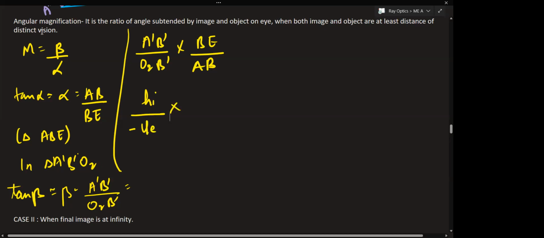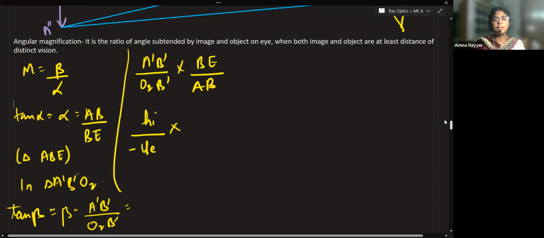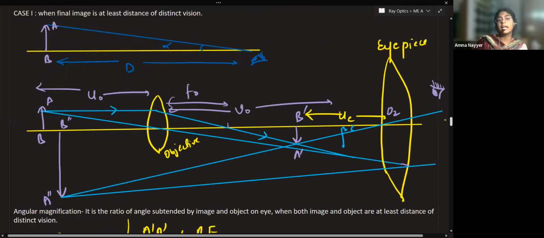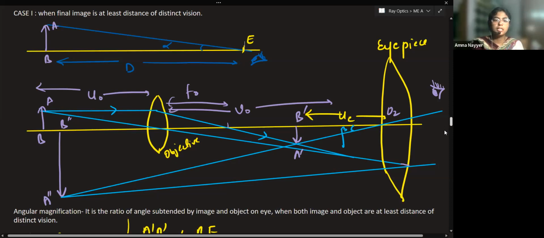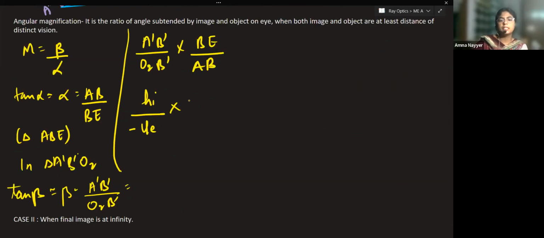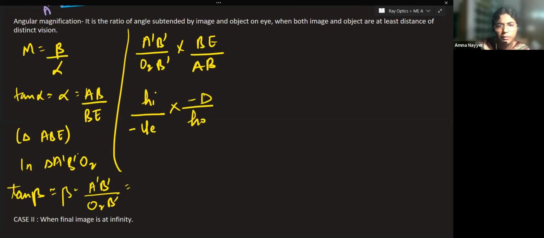Now, what are AB and BE? This also we have to write. AB is the height of the object, and BE, this point E, BE is what? This is the least distance of distinct vision. So BE becomes minus D, AB becomes the height of the object. From here, does anything get cancelled? No, only the minus sign gets cancelled. This is one thing.